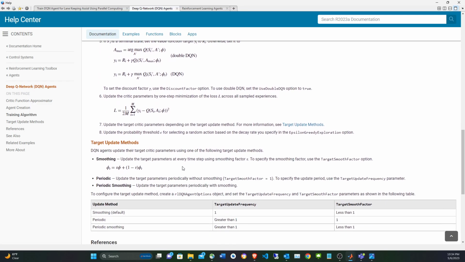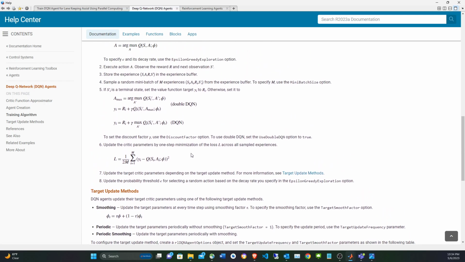But the agent is configured to update the target at a given rate. You have the target smooth factor, which is how you are going to merge the value of the regular network with the target network, and this is the factor that you configure with this smooth factor. And also you have the target update frequency, which tells you how often you take this formula and update the target.